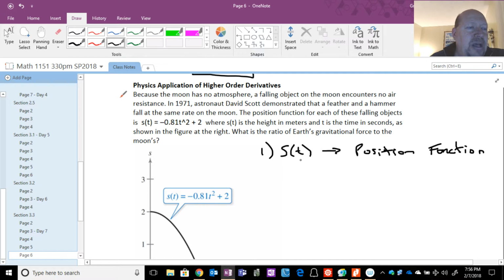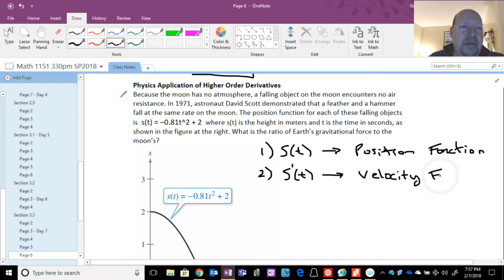If I plug a value in for t, that would be a time, like 3 seconds or 5 seconds. I plug it into this function, and the number would tell me how high off the moon's surface the object is now. The second thing you need to know is that when you differentiate a position function, taking the first derivative, this gives you a velocity function. It'll tell you the velocity of a particular object at any point in time.